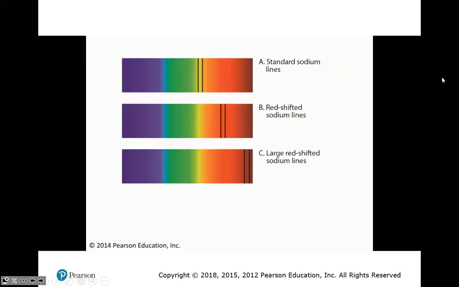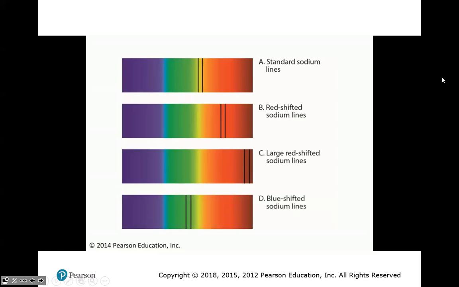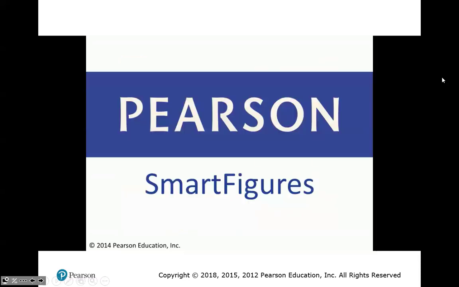All right, now what would this mean? That's an example where the sodium lines have been shifted towards the blue side of the spectrum. And so therefore, that planet would be moving toward us while it is emitting that light. Okay, good job. Thanks a lot for your attention. This has been another Smart Figure.